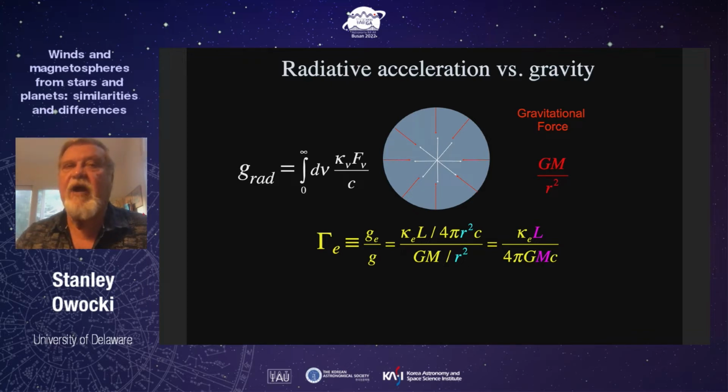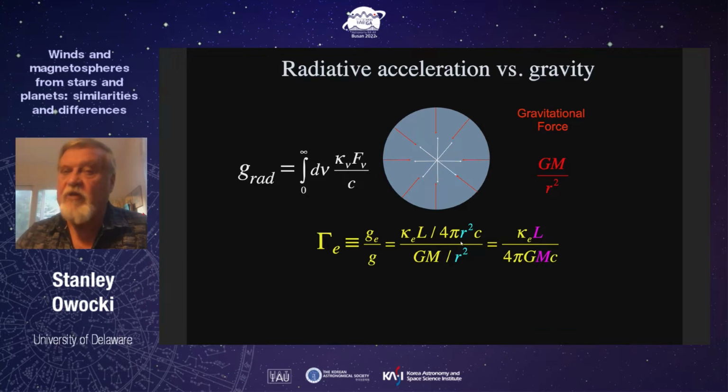And if you write the flux, energy per unit area per unit time, and divide by the speed of light, it becomes a momentum flux. And then if you multiply times the opacity, integrate over the frequency, then you get basically an acceleration which can compete with gravity. The simplest form is if you have electron scattering, then you can pull the opacity out of the integral, and this just becomes the bolometric flux, which is just the luminosity divided by 4 pi r squared.